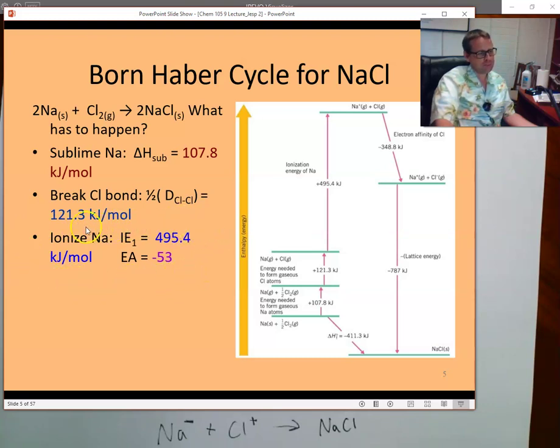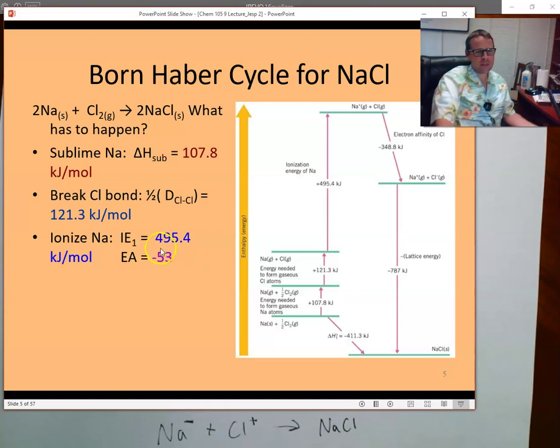Emily, are you there? Yeah, sorry. How much energy does it take to give an electron to sodium? It would it be negative 53? That's right. That's right. Electron affinity.